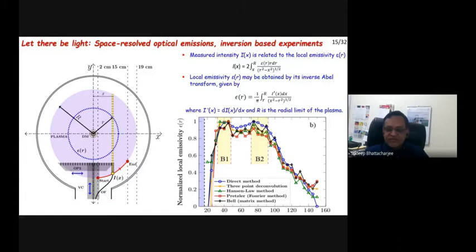And this is the figure that I have drawn here. On the y-axis is the normalized local emissivity, and on the x-axis is the radial distance from the plasma. This shaded region is the surface of the magnet. One can see very distinct B1 and B2, the two bright emission belts. The radiation belts are very clearly obtained in our plasma. This Abel inversion technique was verified with several methods: direct method, 3-point deconvolution method, Hansen law method, Pretzeler method, Bell matrix. All of them agree very well with this technique of Abel inversion. So very clearly these bright radiation belts are reproduced.